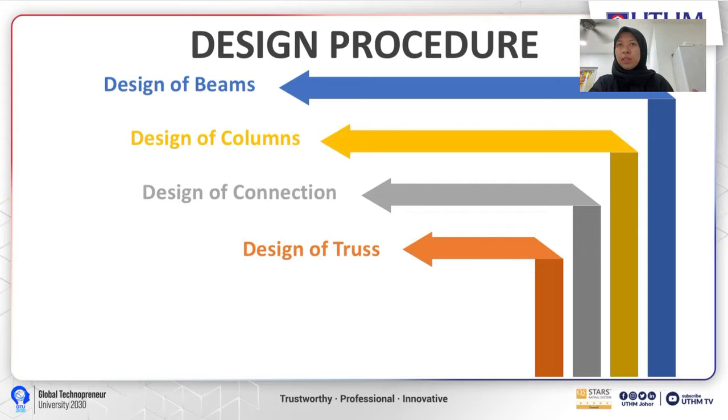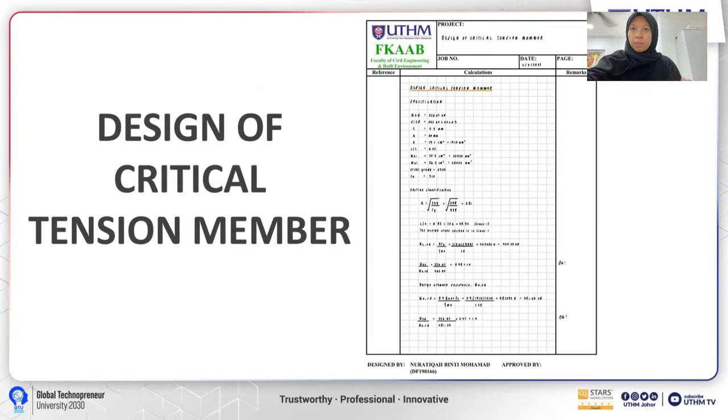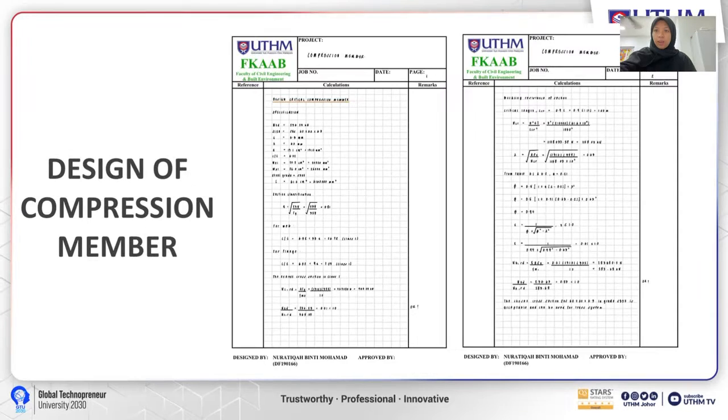We will start with design of beam, followed by design of column, then design of connection, and the last one we will proceed to design of truss. At the end of the design, we will check whether the design follows the specification that has been stated. This is my part of calculation in this project. The first one is design of critical tension members, and the second one is design of compression members.